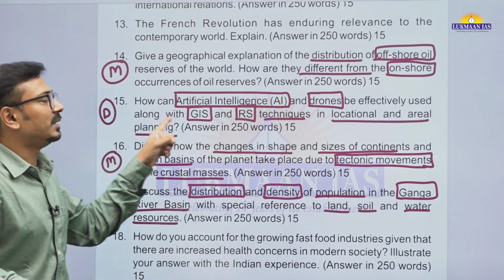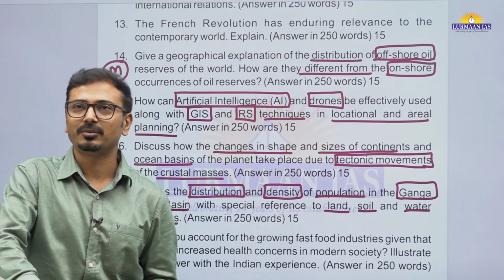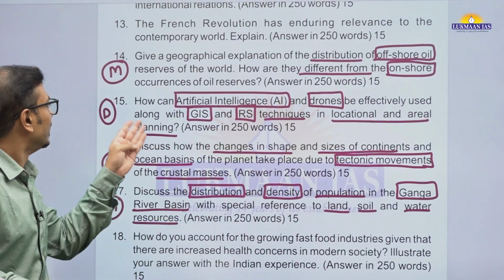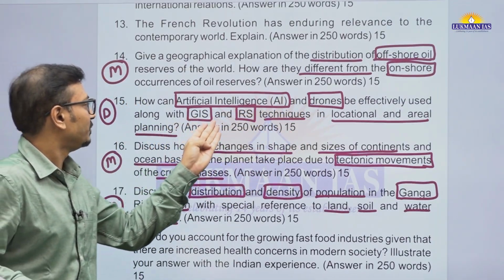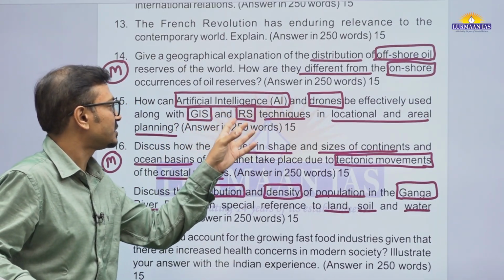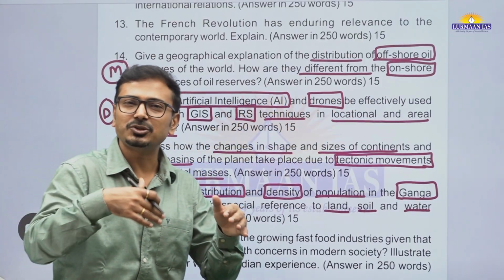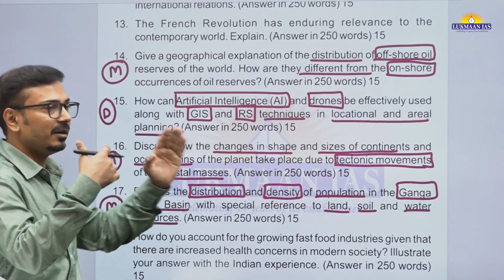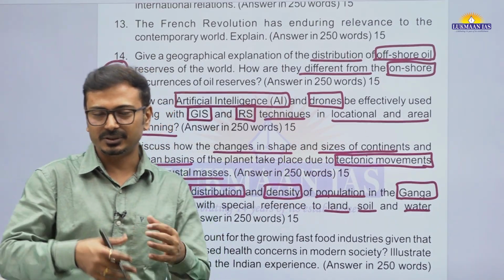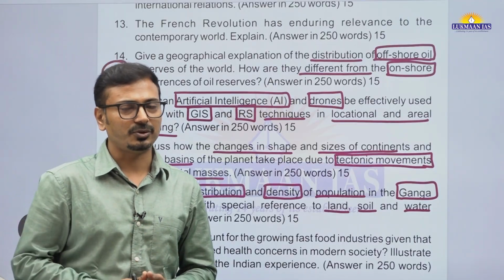Now this is a kind of difficult question that most of the students may have found in the geography section. How can artificial intelligence and drones be effectively used along with GIS, geographical information system, and remote sensing techniques in locational and areal planning? Now this is purely geography optional terms. Okay, locational analysis and areal planning or areal differentiation. These are important themes in geographical perspectives in geography.